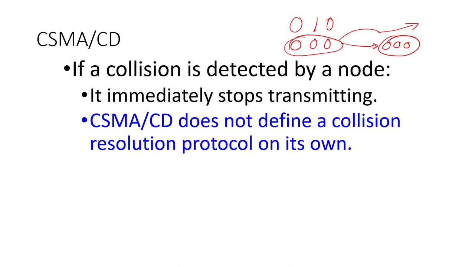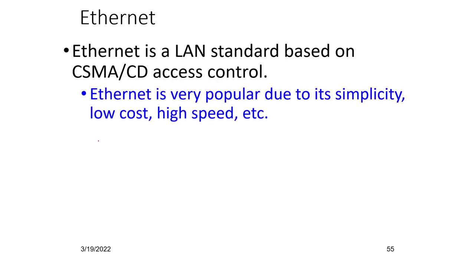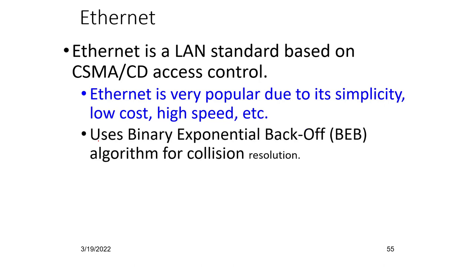So if a collision is detected in a system which is not a CAN bus, where you can have a collision and by design nothing has been done to automatically resolve collisions, we'll have to write a collision resolution protocol. Ethernet is one such wired LAN protocol, which is very simple, low cost, high speed. It uses exponential backoff in the sense that it's a random backoff. You first back off in any time interval from 0 to k. If there is still a collision, any time interval from 0 to 2k, if there is still a collision, any time interval between 0 to 4k, and so on.